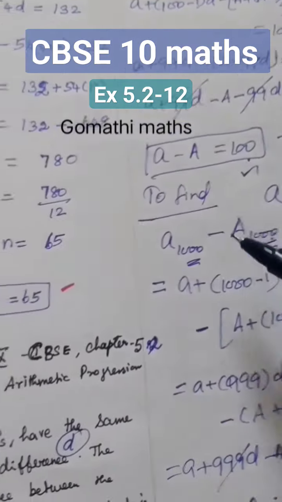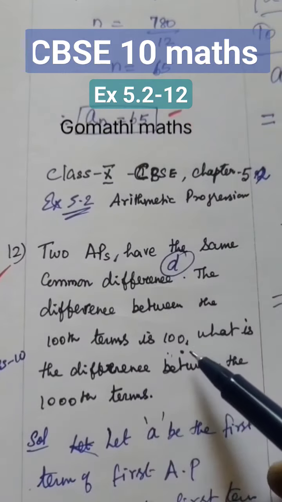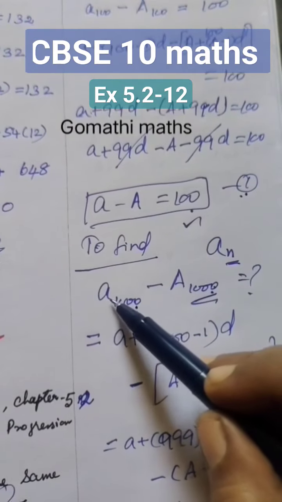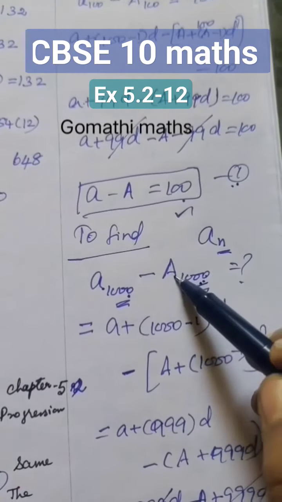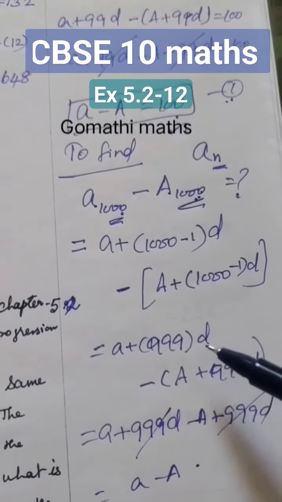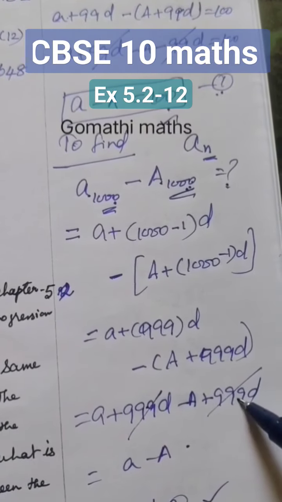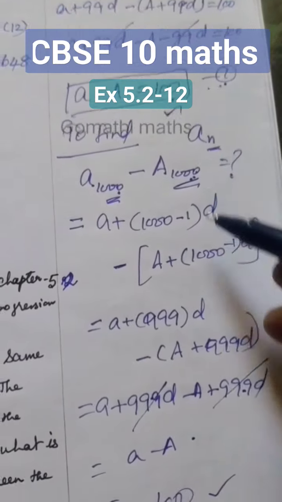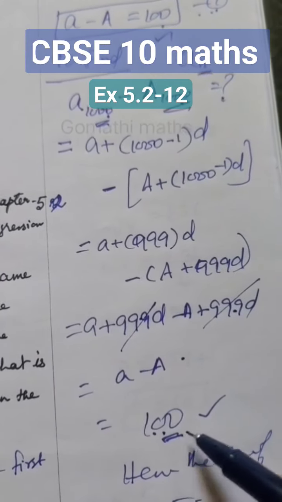Mark it as 1. We want to find the difference between the 1000th term of the first AP and the 1000th term of the second AP. You want to find the formula. Remove the bracket. This will get cancelled, leaving small a minus capital A. From 1, the answer is 100. So the difference is 100.